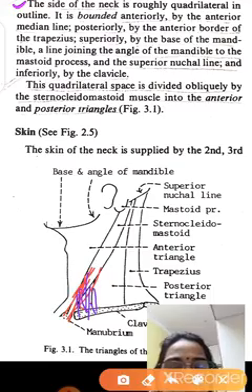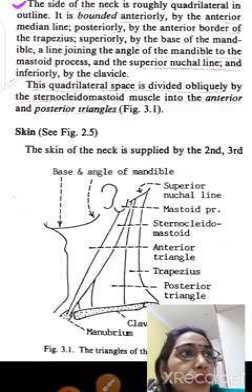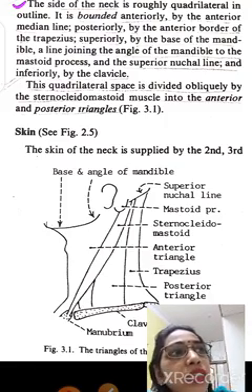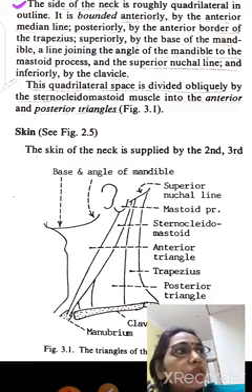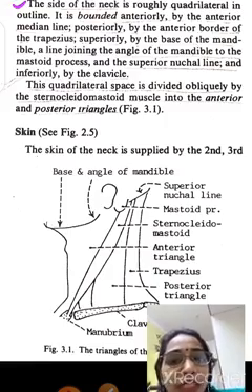Okay, now next, it passes deep to the sternal head and the two heads blend below the middle of the neck. Between the two heads there is a small triangular depression, the lesser supraclavicular fossa, overlying the internal jugular vein. Okay, now insertion: it is inserted by a thick tendon into the lateral surface of the mastoid process.